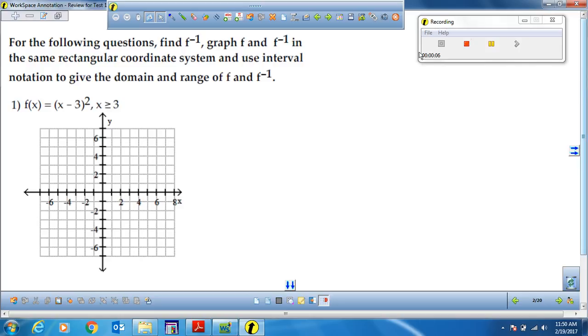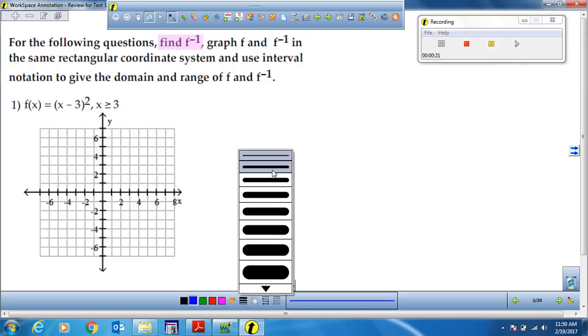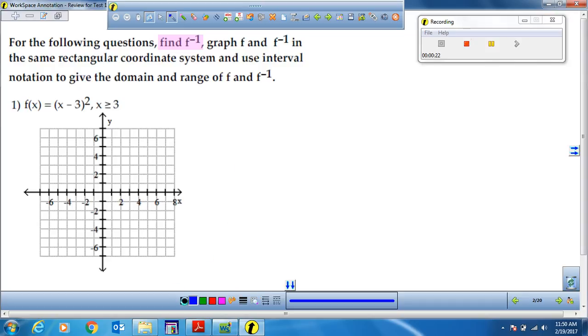Question 1, first thing we want to find is the inverse of the function f of x. So we're going to begin with this. And this is the function f of x, so let's start finding that first. So right here, f of x is equal to x minus 3, everything to the second power.